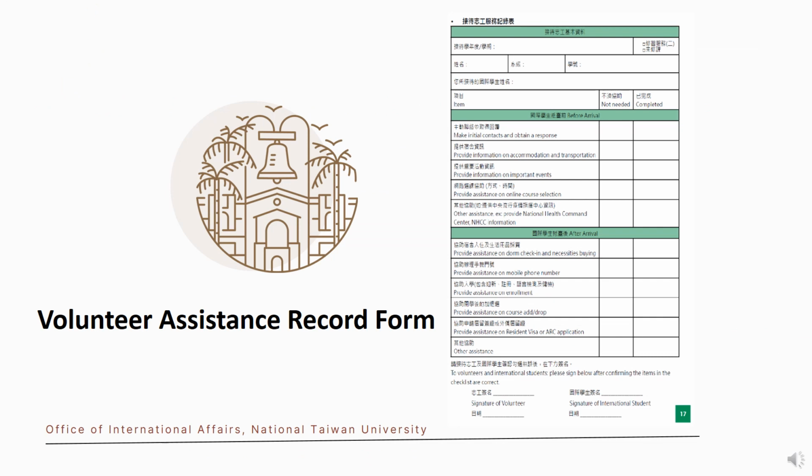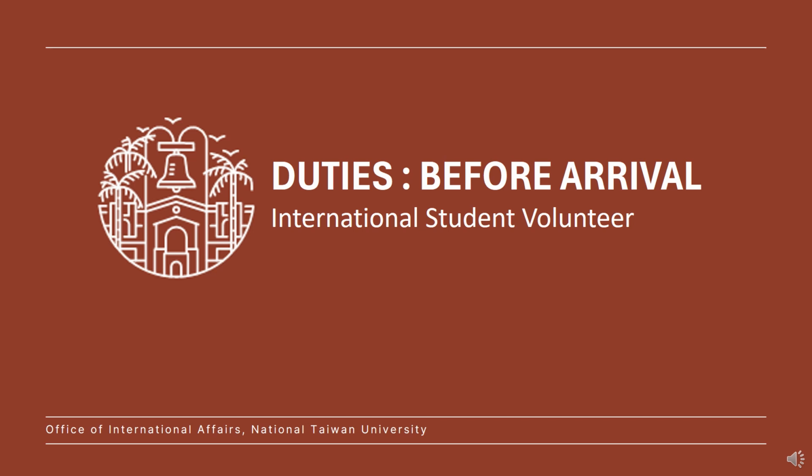Now we're going to talk about all the services and assistance items that you have to provide to international students. The things that you have to do are in the record form, which you can download from your student volunteer guidebook or from the OIA website. So the duties are divided into two periods. The first period will be before the international students' arrival, and the second period will be after their arrival. And we'll start with the before-arrival period.